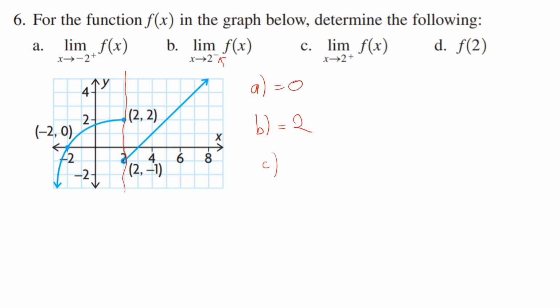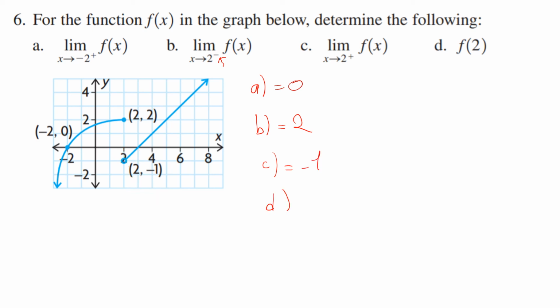Now for C, it's saying limit as x approaches 2. Again, it's the same thing as B, but now it wants us to find the approach from the right side. So now that I can see my solution is approaching from the right side, then it must be asking for this solution. And the y value for this solution is -1. I just put -1 as my solution.